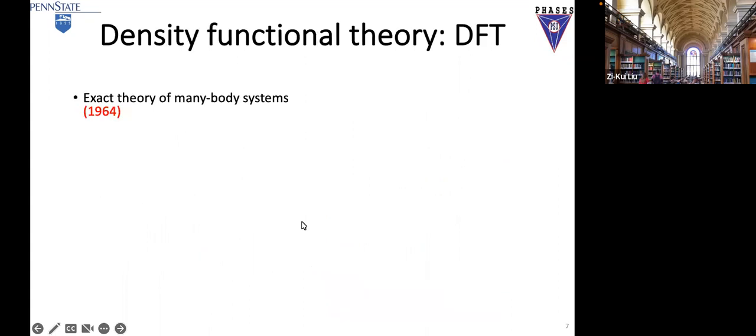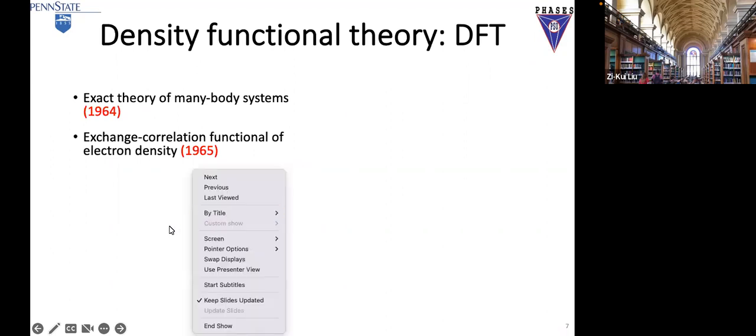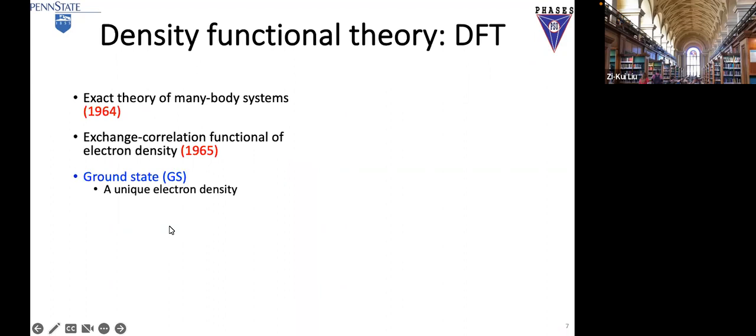Okay, so let's of course come back to density functional theory. As many of you know, density functional theory was developed in 1964 with the exact theory of many-body systems with many-body electrons. And then in 1965, we had the exchange correlation functional of electron density. The central idea is that for any system, you have a ground state. And it has a very unique electron density.